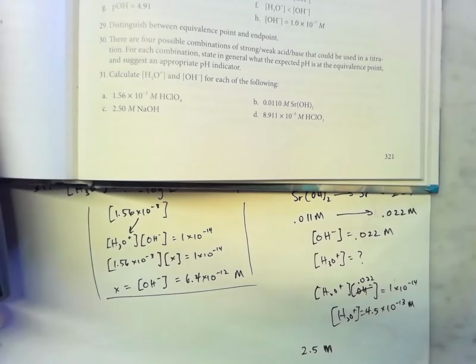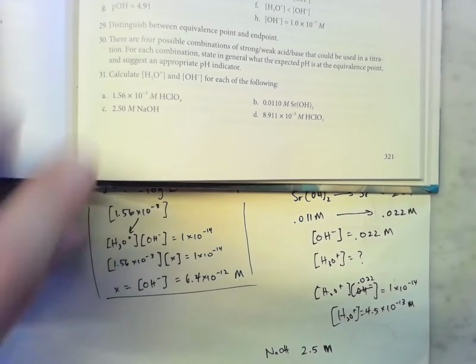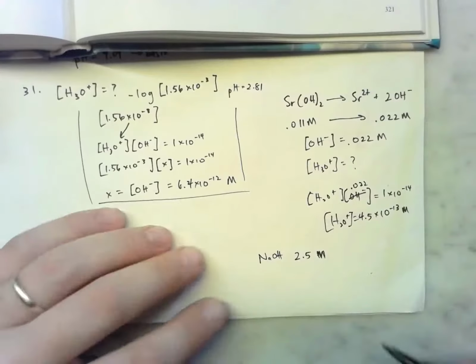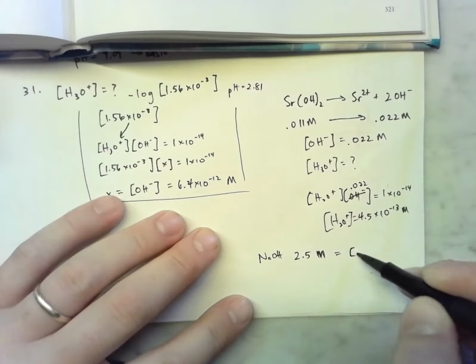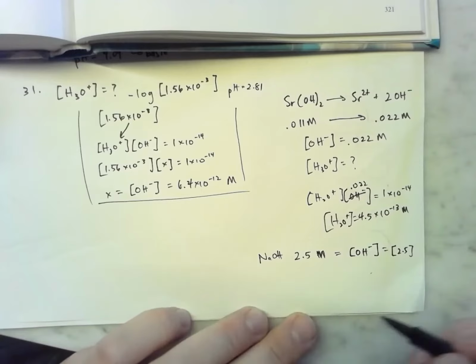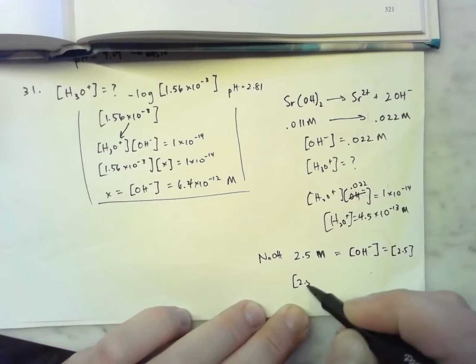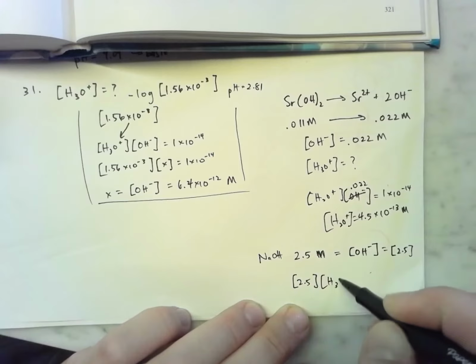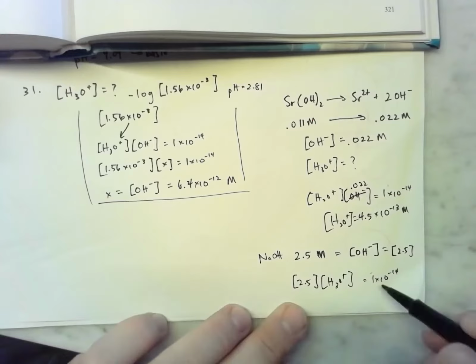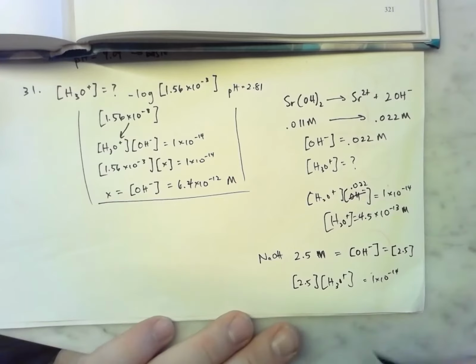And so that concentration, this is NaOH, it's just going to donate 1. So that's going to be equal to OH minus concentration, which is equal to 2.5. And that's that. And then we see that 2.5 times the H3O plus equal to 1 times 10 to the negative 14th. Divide that across, and whatever you get is your concentration.